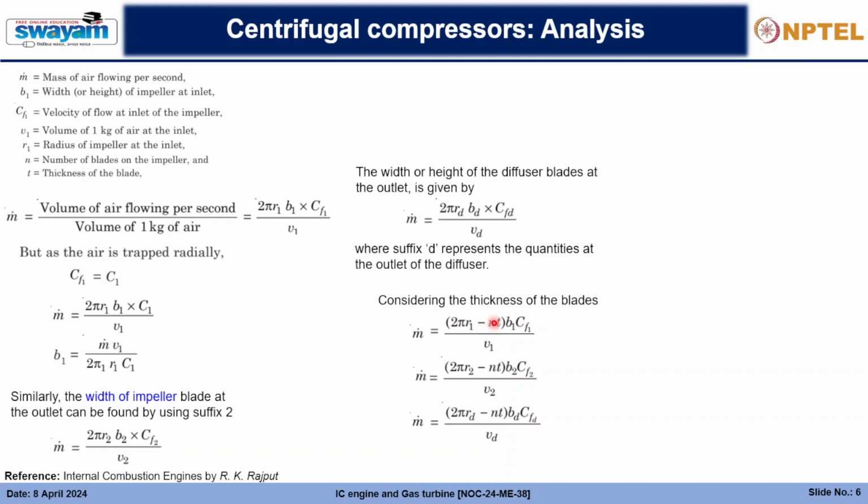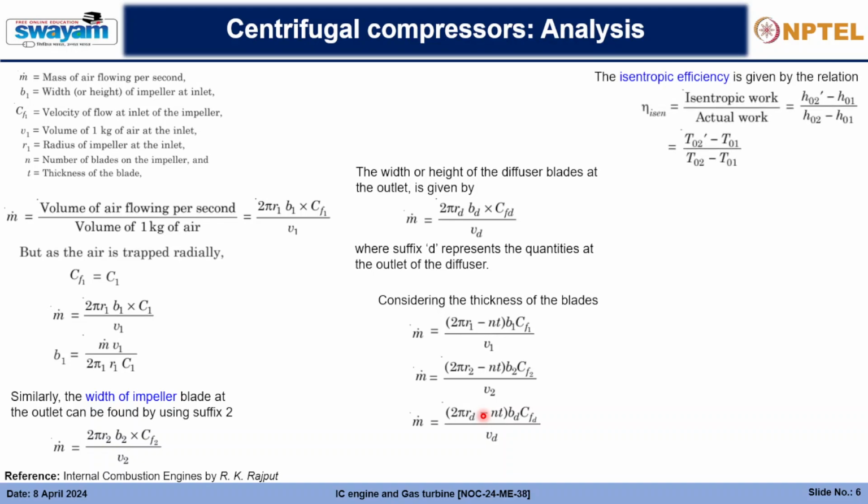by R1 minus NT. So N is the number of blades and T is the thickness of the blades, and that is being used in all the equations out here. And accordingly, we can modify the equations.